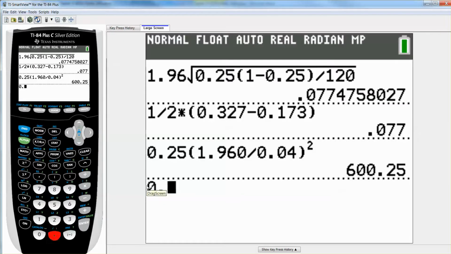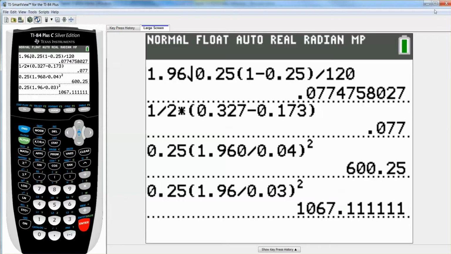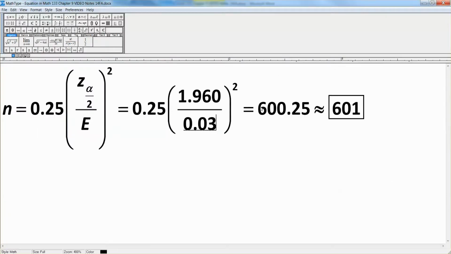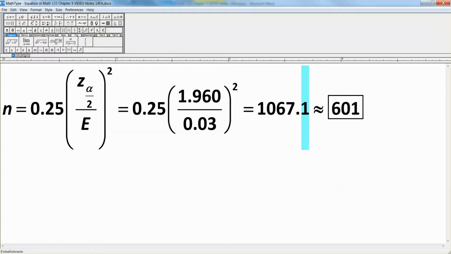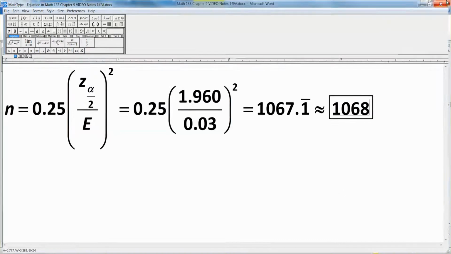So I say 0.25 times 1.96 divided by 0.03, close your parentheses, squared, enter. And I get, holy cow, 1067.111. So this is 1067.1 repeating, and that would be 1068. And there we have it.